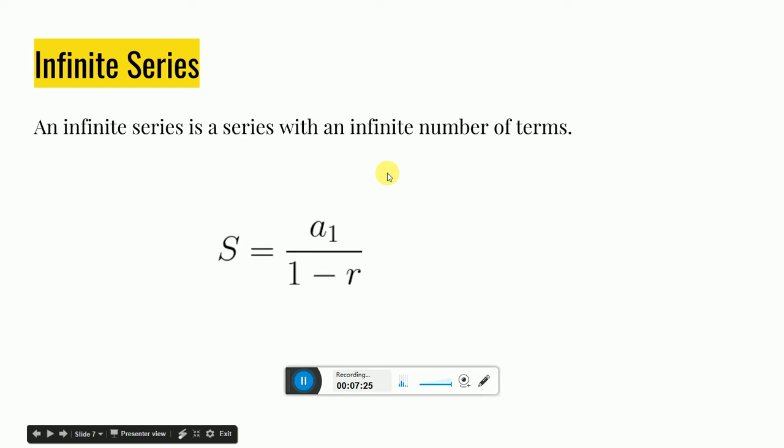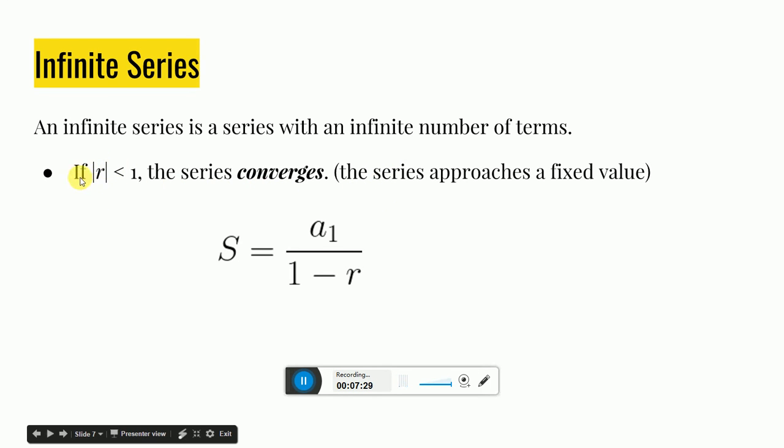So an infinite series is a series with an infinite number of terms, and if our rate is less than 1, we say this series converges, which means that the series will actually approach a fixed value. So the weird thing about this is, even though we're adding an infinite number of terms, or an infinite number of numbers, if you will, because the numbers that we're adding become so small and so small and so small, we're in essence adding nothing else to it, and then the entire series itself will approach a particular value, which is found by just simply looking at a1 divided by 1 minus r.